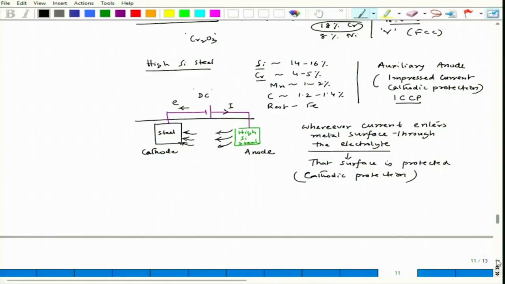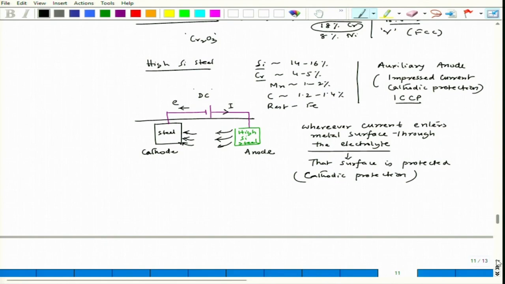the graphite problem is it's very brittle. So while handling it during installation, if it breaks, then the purpose is lost. So the material for this particular case should be strong enough. At the same time, it should not have quite a lot of dissolution. That means the self dissolution tendency should be as minimum as possible. So that's why we designed it this way. So now you see the effect of compositions.